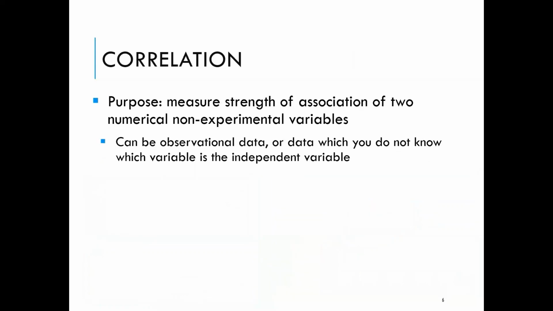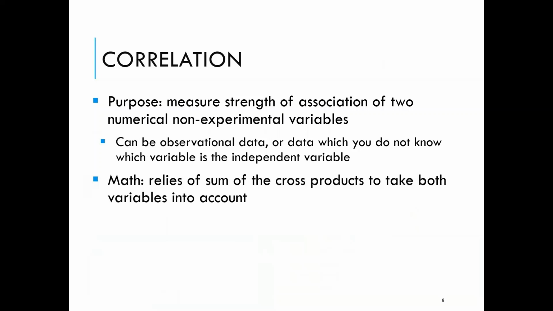So I'm going to start with correlation because it's a little bit easier than regression. It's just a very short analysis. So we're going to start there and then go ahead and do regression. As I mentioned, the purpose of correlation is to measure the strength of association between two numerical, non-experimental variables. This can be observational data or data where you don't know which variable is the independent or controlled variable.